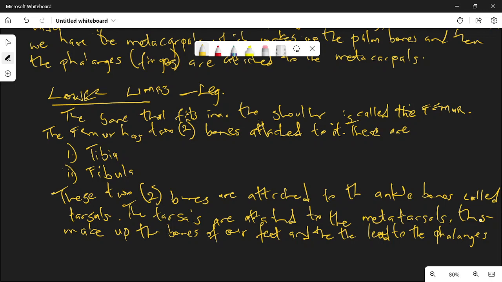The phalanges are also known as what? The ones in the fingers and the hand, they are the phalanges, and the ones in the legs, they are referred to as phalanges as well. Those are the toes. So those are the supporting tissues in animals.